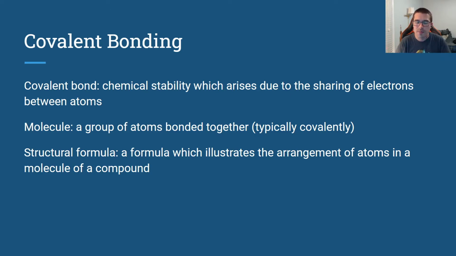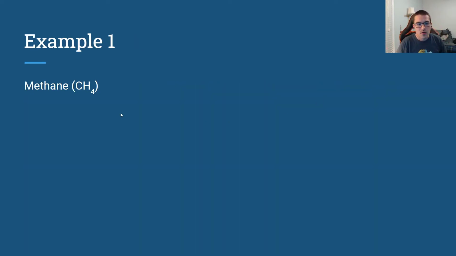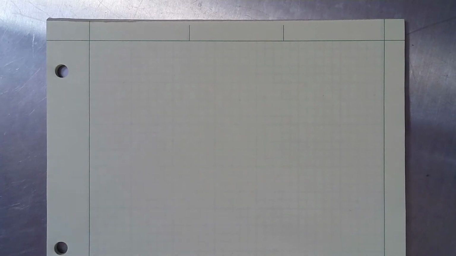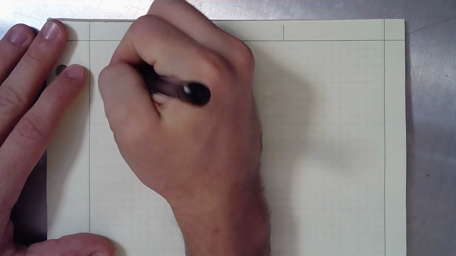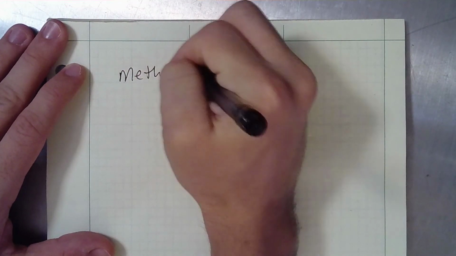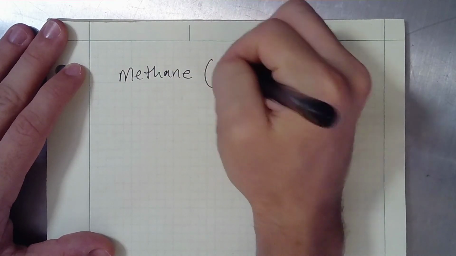I think this works a lot better when we just get into an example. So let's look at this example here, methane. Let me get a new piece of paper here. This is truly one of my favorites. I do love methane a lot. So the chemical is called methane. And as you saw on the slide there, the chemical formula is CH4.